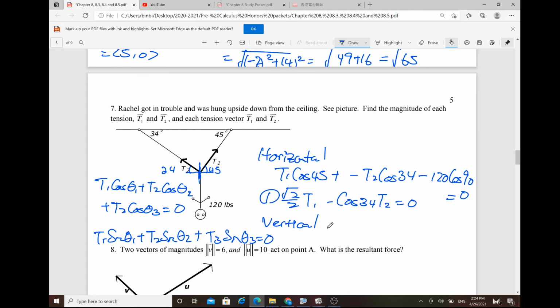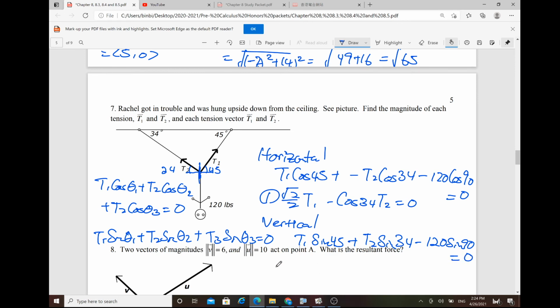So the vertical one, similarly, T1 times sine of 45. And then this one is in the second quadrant, plus T2 sine of 34. And this time minus, going down, so 120 times sine of 90. So set that equal to 0.